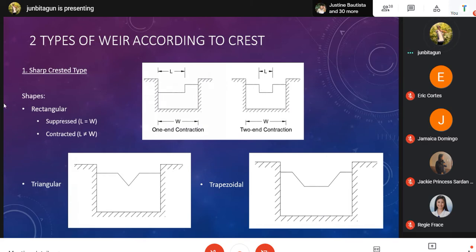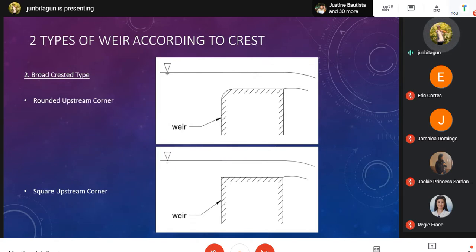Pag broad-crested naman, ganito yung behavior niya. Broad-crested. Kanina matulis, ngayon broad na, no? Nilagay na harang or weir. Meron tayong rounded upstream at may square upstream tayo. So yung dalawa nating weir according to crest, no? Sharp-crested or broad-crested.